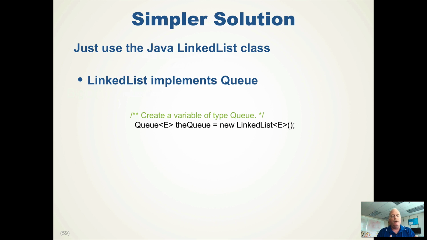So we can't do the get and set methods or add in the middle that the LinkedList supports, because the interface restricts us to just the Queue interface. And that's a much simpler solution. If you want a queue, I would use this way versus implementing your own. You might as well use what Java provides.